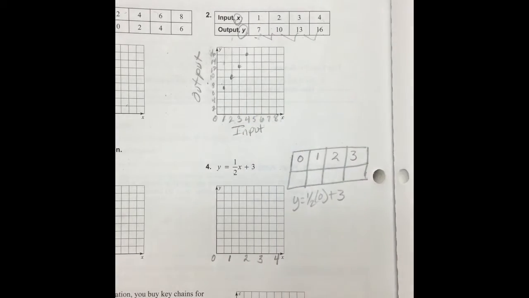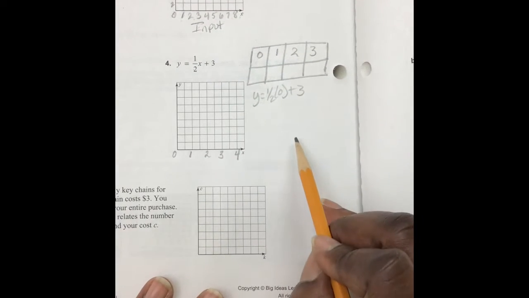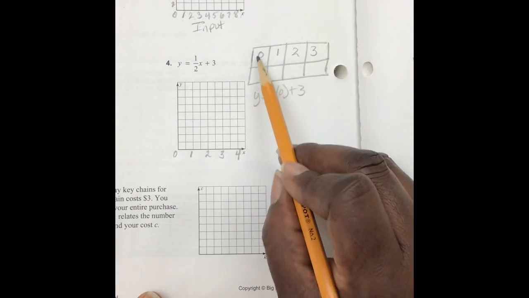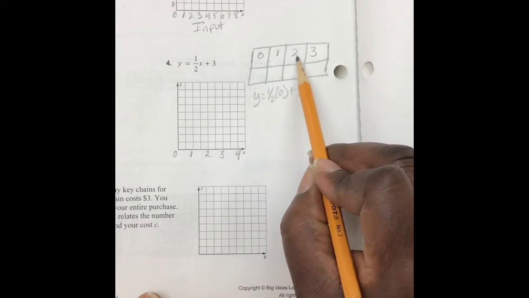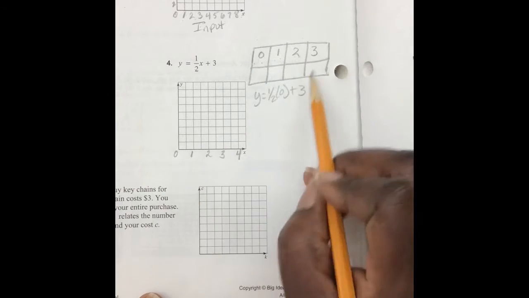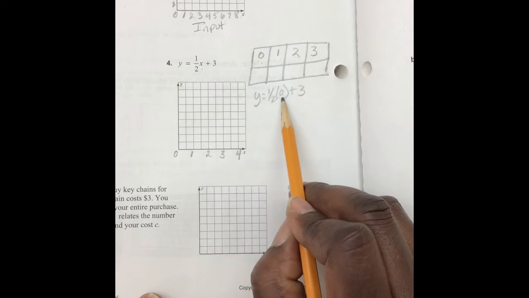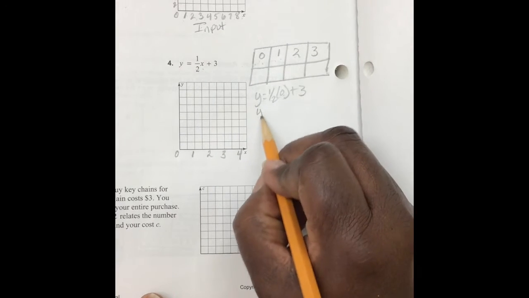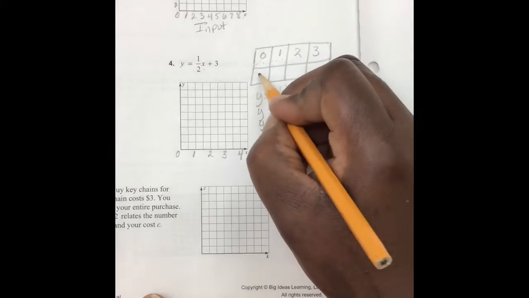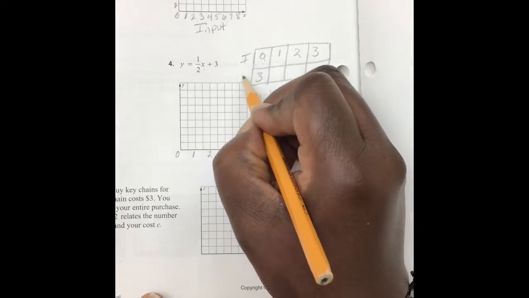Okay? Now I'm on number 2. On number 2 here, I chose the numbers 0, 1, 2, and 3. And so then I plug in 0 for x. So y equals 1/2 times 0 plus 3, so that y would be equal to 0 plus 3. Y is equal to 3 when x is 0. Remember, this is the input. This is the output.